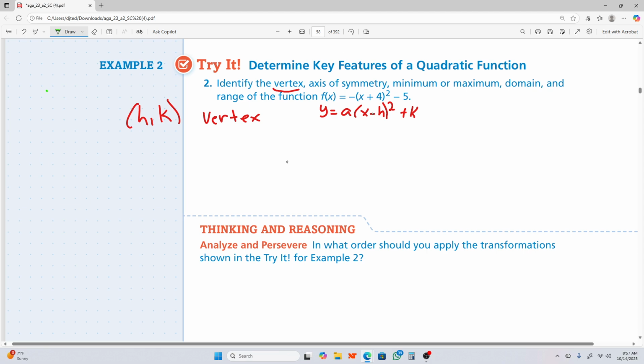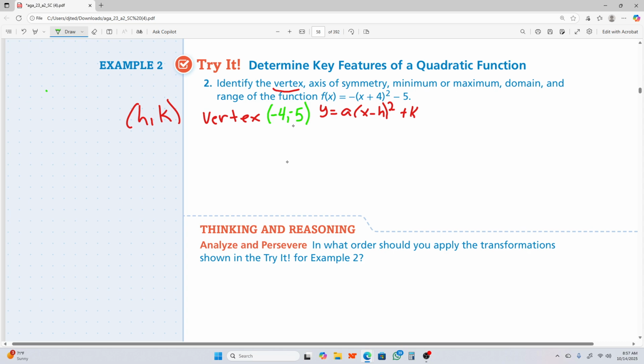So if I look here, the formula says negative h, but we got a plus 4, so it's going to be the opposite of positive 4 for our x coordinate of our vertex. Our h is going to be negative 4. And our k, our y coordinate of our vertex, the formula says plus k, but we got a minus 5, so that's going to be at negative 5.